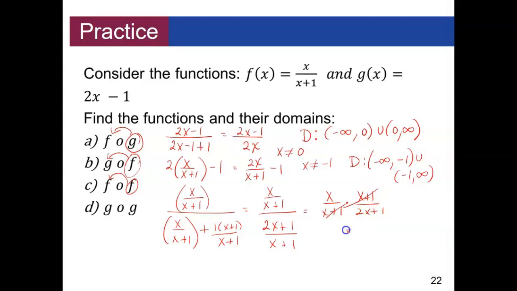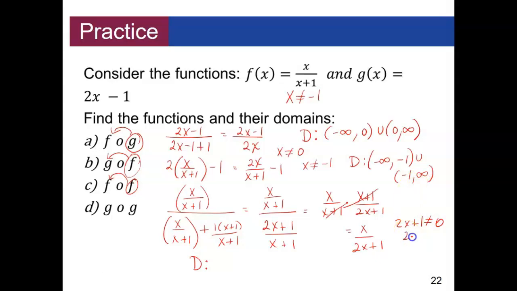Those cancel, and so I have x over 2x plus 1. So when I go to do the domain for this one, I need to consider any domain restrictions that were on the original f function that I started with. So I had a domain restriction that x could not be -1, but I also pick up a domain restriction here because 2x plus 1 also cannot be equal to 0.